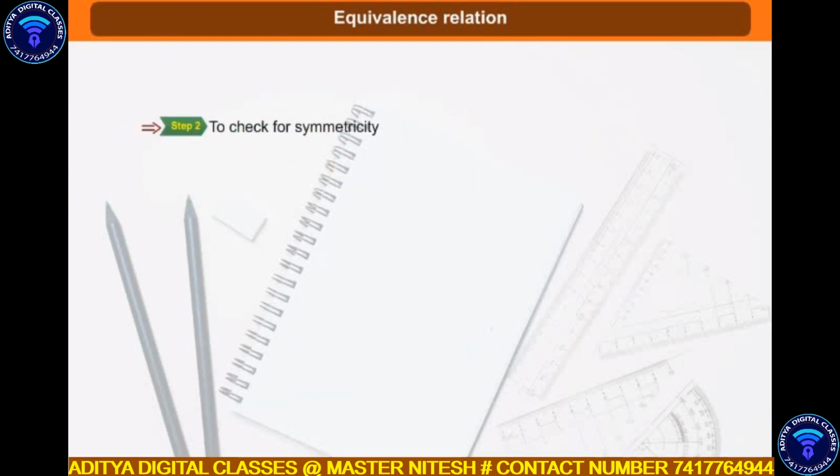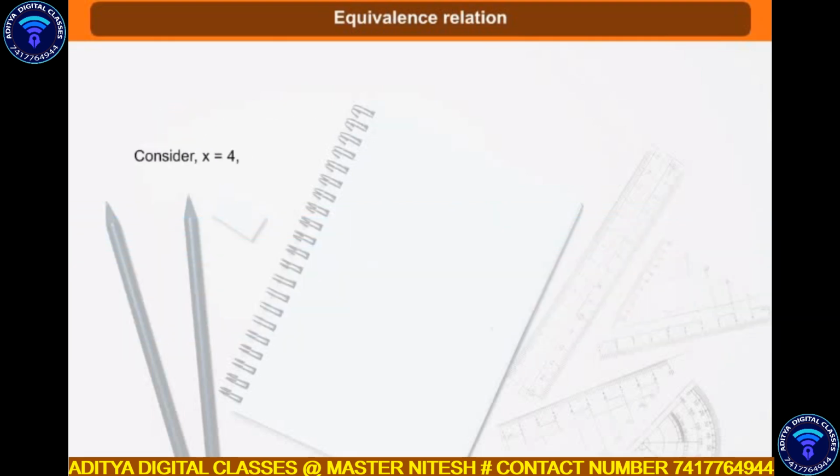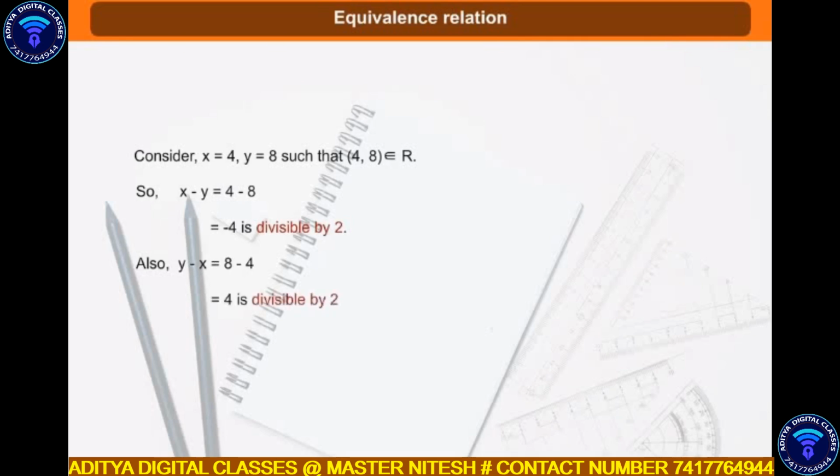Step 2. To check for symmetricity. If (x, y) belongs to R, then 2 divides x minus y. Therefore, 2 divides y minus x. Hence, (y, x) belonging to R, which shows that R is symmetric. Consider x equal to 4, y equal to 8, such that (4, 8) belonging to R. So x minus y is equal to 4 minus 8 equal to minus 4, which is divisible by 2. Also, y minus x is equal to 8 minus 4 equal to 4, which is divisible by 2. So (8, 4) belonging to R, which shows that R is symmetric.